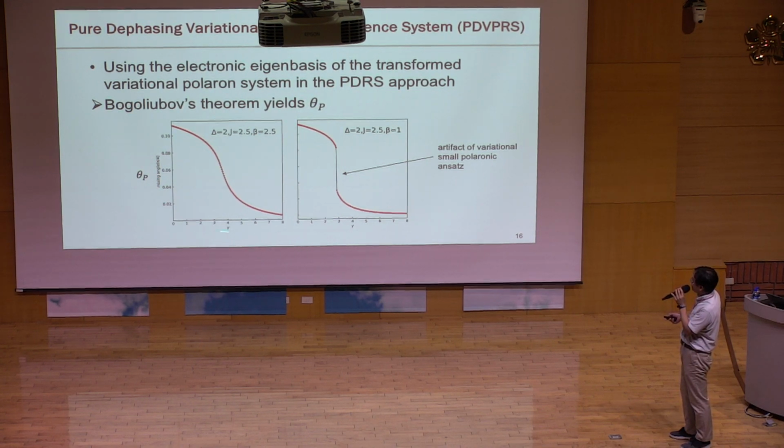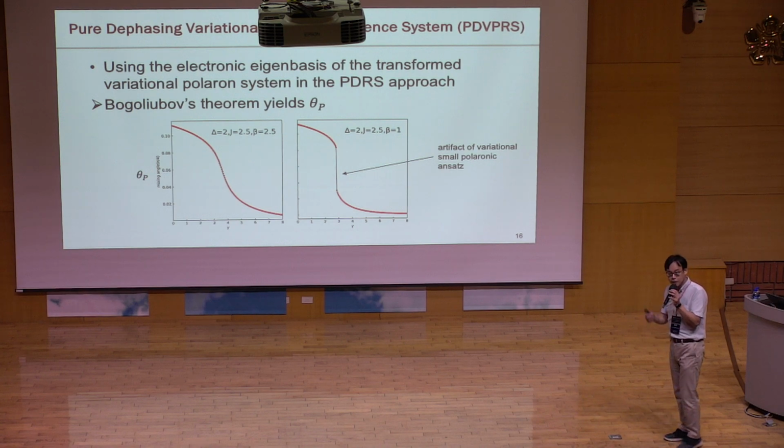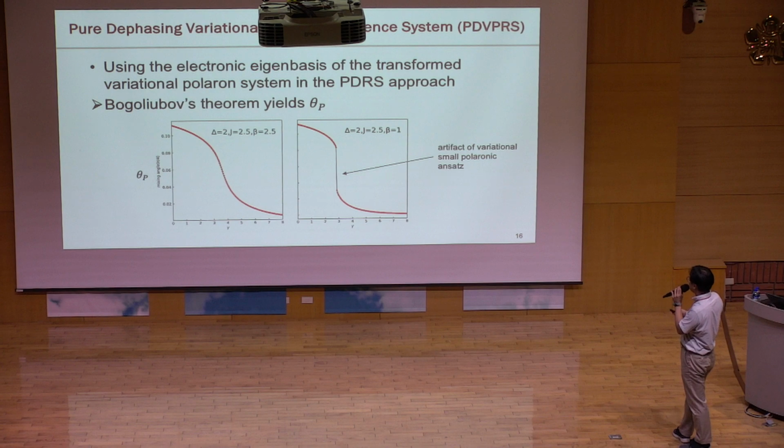And this is to show you that this mixing angle actually depends on system-bath coupling and various parameters. And in some parameters, you have this kind of unphysical abrupt change. This is well known in polaron theory and is due to the insufficient size of the polaron ansatz. If you increase the number of variational parameters, this will become smooth.